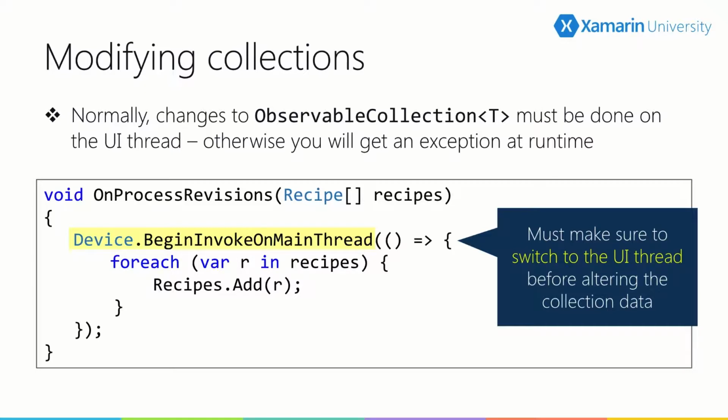If you change a property, it's perfectly fine to do that on a background thread. Xamarin.Forms will take care of marshalling to the UI thread automatically. However, with collections, that's not the case.